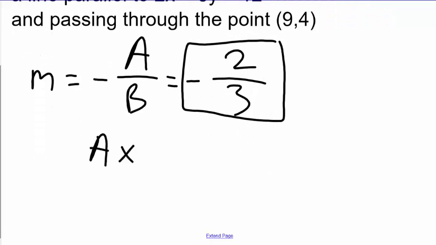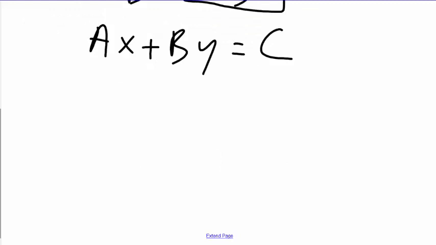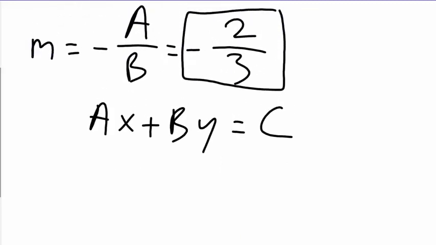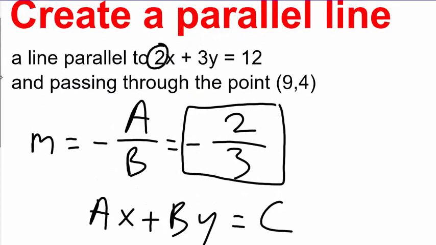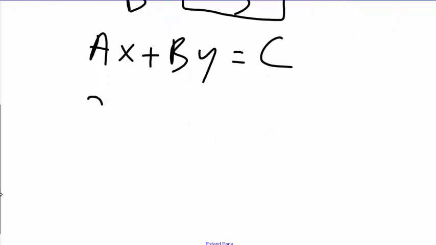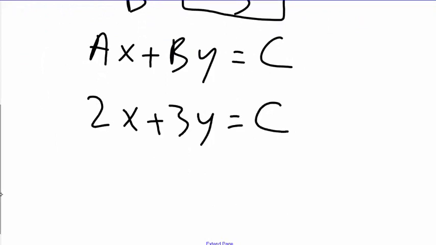And we're going to create another equation of line. Let's start with ax plus by equals c. And the lines should have the same slope. A's and B's must be the same. So A and B will be the same. C will be the question mark. 2x plus 3y equals C. C is the one we don't know.